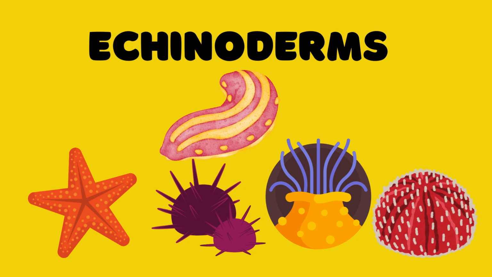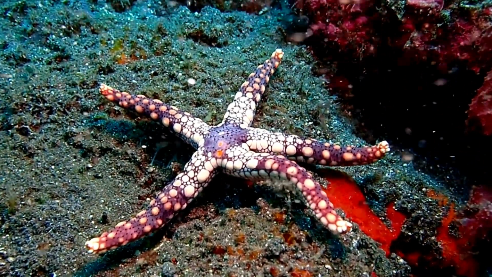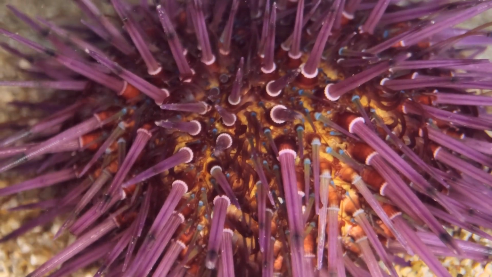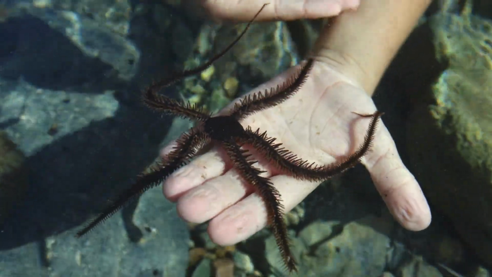Echinoderms can only be found in oceans. Starfish, sea urchins, brittle stars, and sea cucumbers are common examples of echinoderms. Many echinoderms have spikes to guard them against predators.